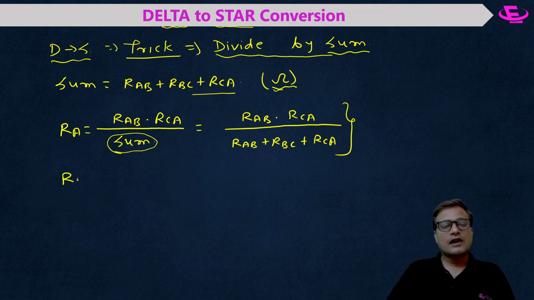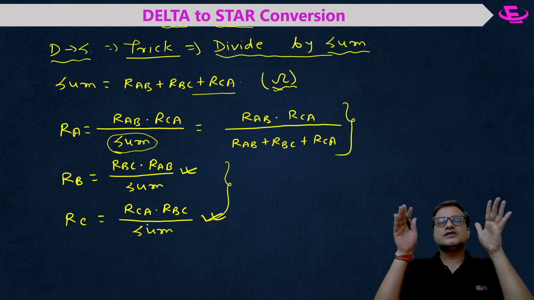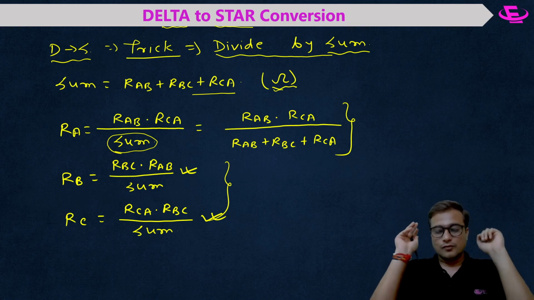Similarly, if you write the value of Rb, at the denominator it will be sum, and at numerator for Rb you will write Rbc into Rab, because the B term should be common. Similarly, Rc will be Rca into Rbc divided by sum. These are the three resistors. You can easily find delta to star conversion. I hope it is clear to you.